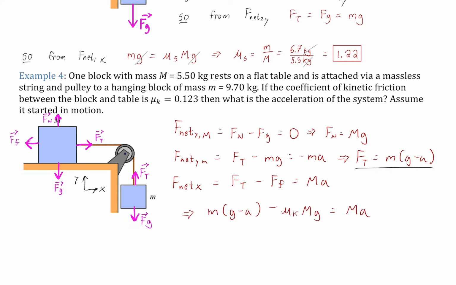And then I'm going to substitute this tension into this final equation, F net x. So tension gets replaced by mass times (g minus a). Friction gets defined as mu k Mg. It's negative because it points in the negative x direction. And then I have just big M a, all right?